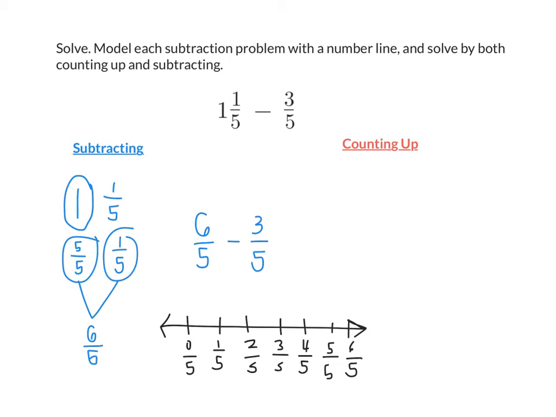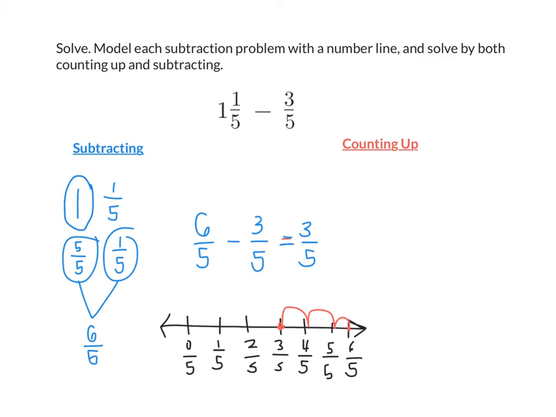If I have 6/5 and I take away 3, 1, 2, 3, how many fifths am I at now? Everyone? With confidence? What am I at now? 3/5. Good. We can count up in the same way.